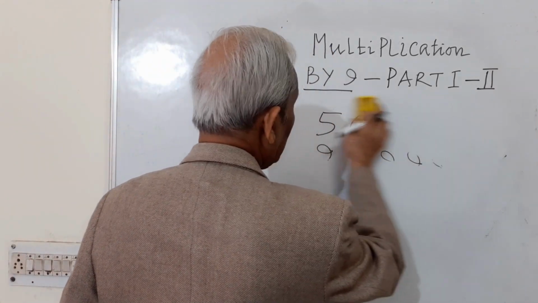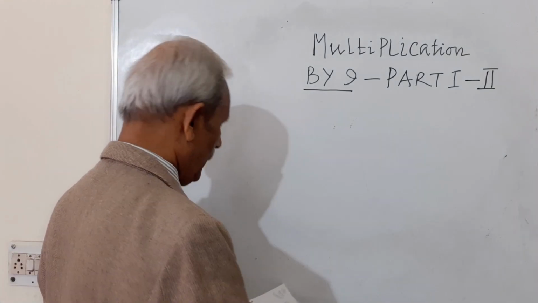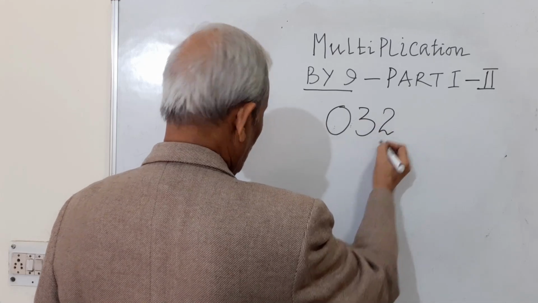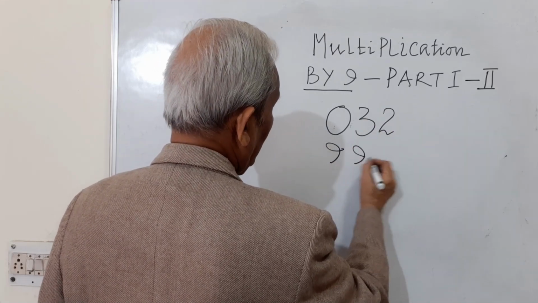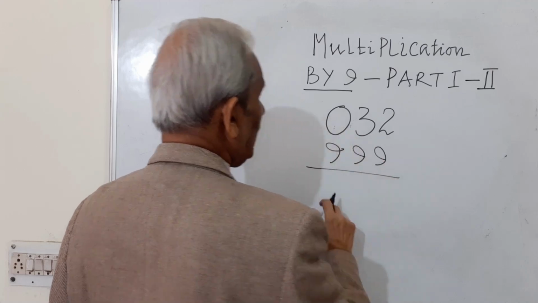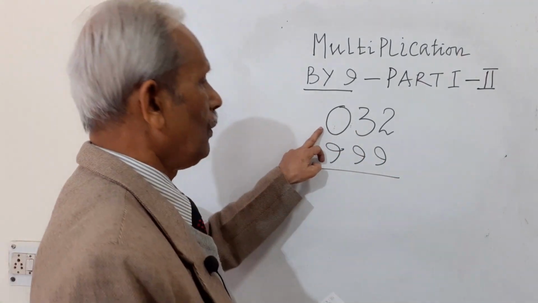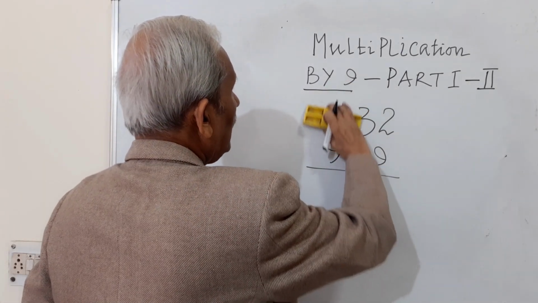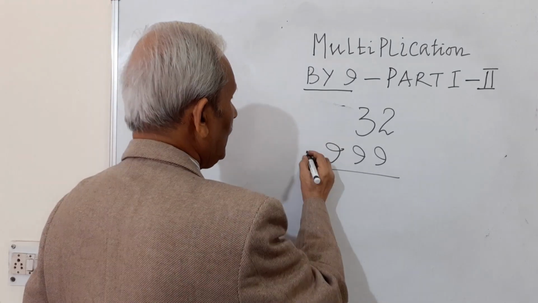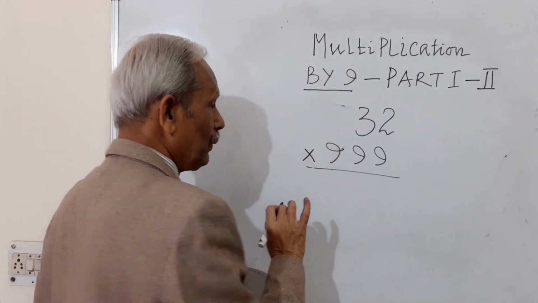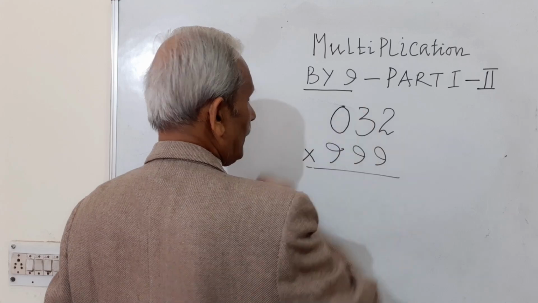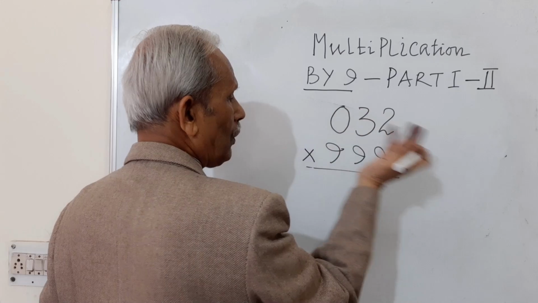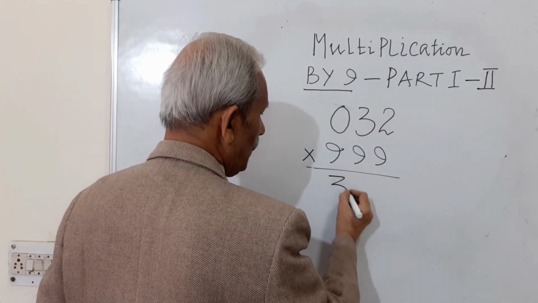Now we'll see a little different problem. I'll show you one problem which is quite easy, but you will understand. Suppose the question is 32 into 999. What you need to do is only add 0 here. So don't ignore this 0 here. Write down 0 here. Now do the problem. Here, reduce by 1. 32 minus 1. 0 has got no meaning here. 32 minus 1 is 31.